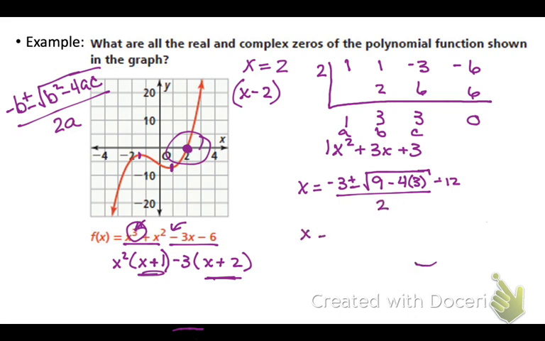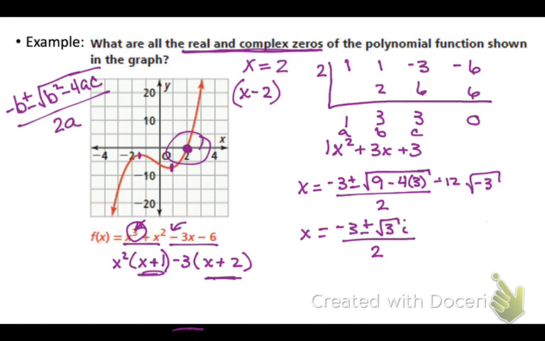So I get x equals negative 3 plus or minus, let's see, 9 minus 12 is what? Negative 3. So that is going to be the square root of 3 i, all over 2. Are those real solutions? No, but it says real and complex. Wait, Miss, where did you get the i from? Because the square root of negative 3 is the square root of 3 times i.